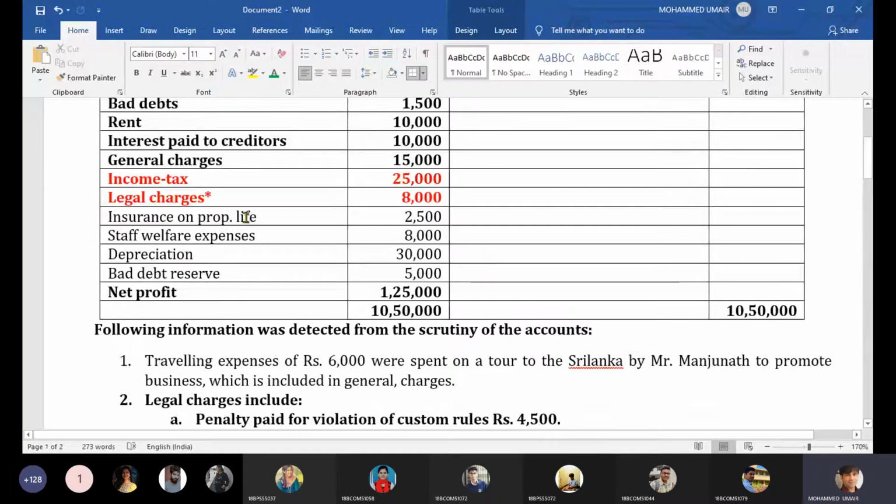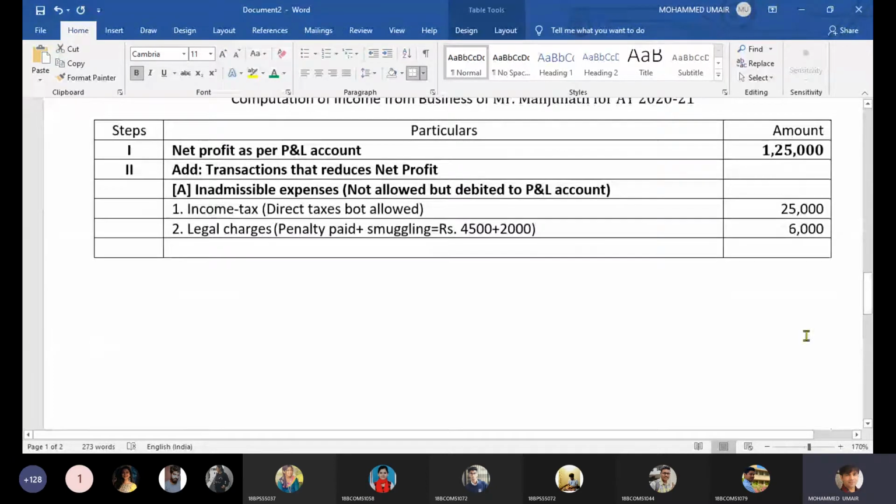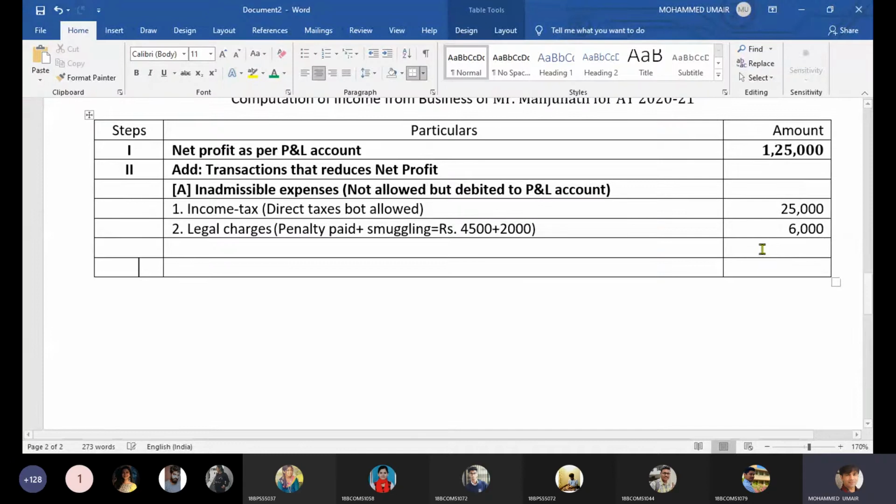Next, you have insurance on proprietor's life, which is a personal expense. The proprietor has taken insurance for himself, not for the employees. So this becomes a personal expense. Had he taken insurance for employees, obviously it would have become a business related expense, but this is for his own life. It becomes a personal expense.